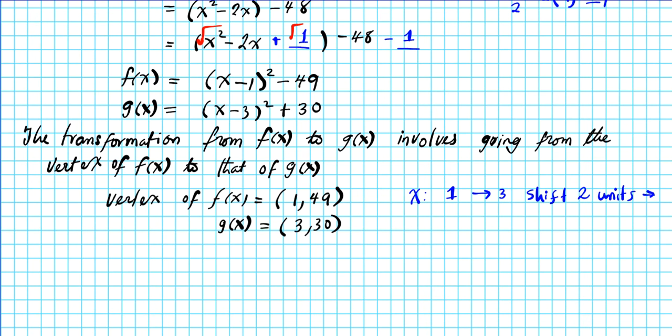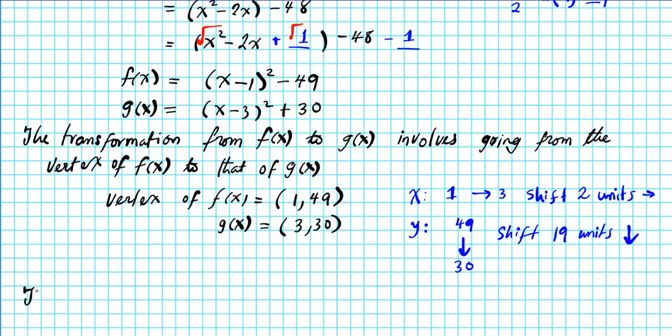And then for the y, we're going to be going from 49 down to 30, okay, because we're decreasing. So this one is going to be a shift. Let's see, if you subtract it, you're going to have 19. So shift 19 units down. That'll take you to the y coordinate of the vertex for g. So there goes our transformation.